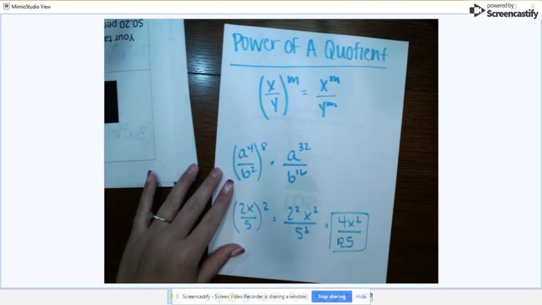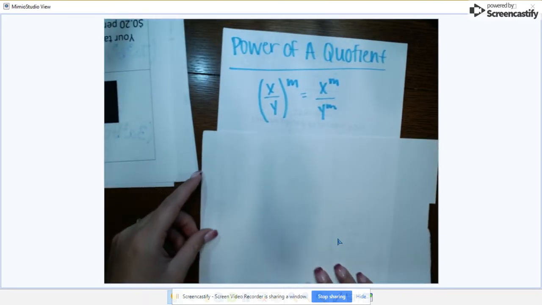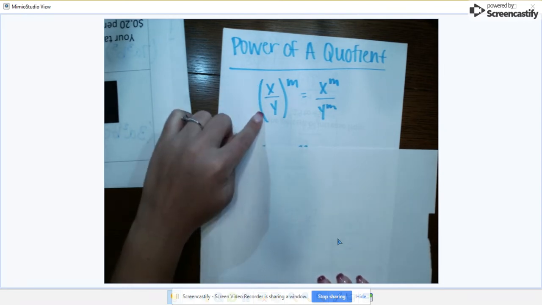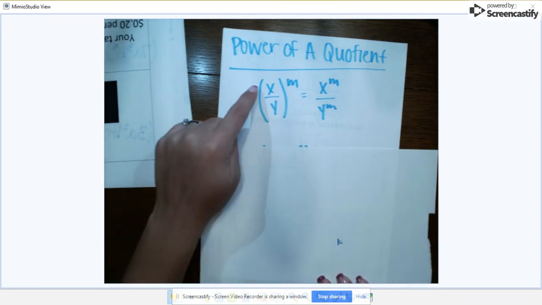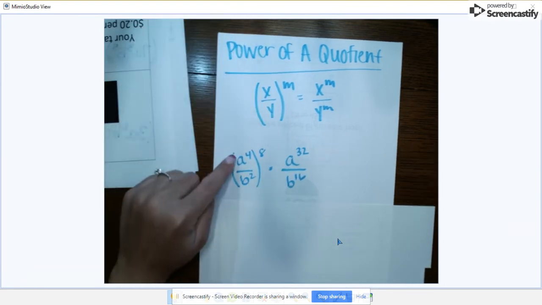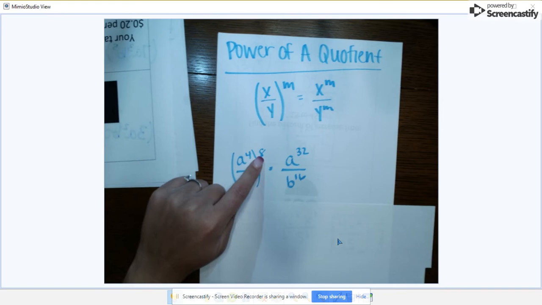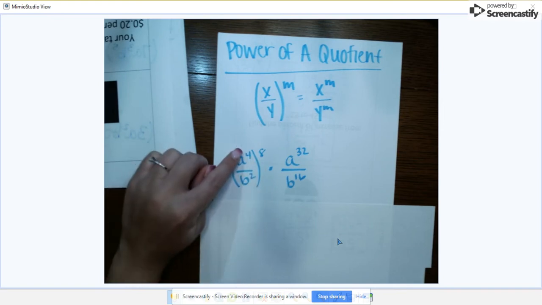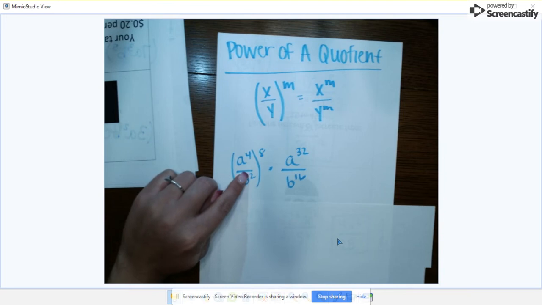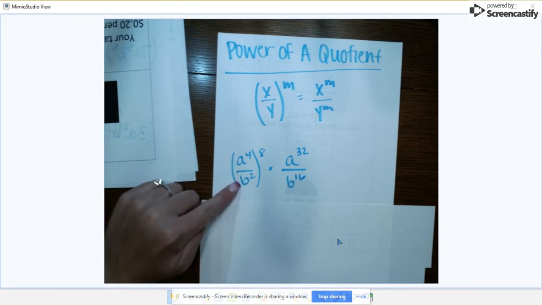Okay, we had power of a product. We're also going to have power of a quotient. So quotient, remember, means division problem. So if I have a division problem raised to a power, both the numerator and the denominator get that power. For example, a to the 4th over b squared raised to the 8th power. I have to multiply that 8th power to both the numerator exponent and the denominator. So I have a to the 32nd over b to the 16th.